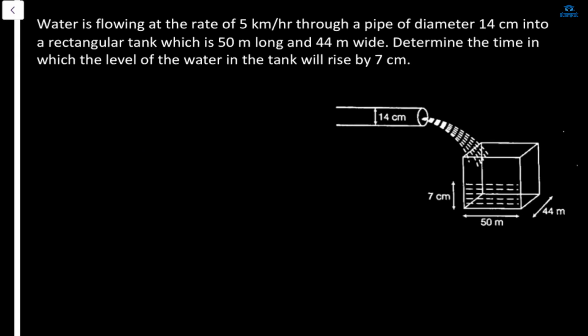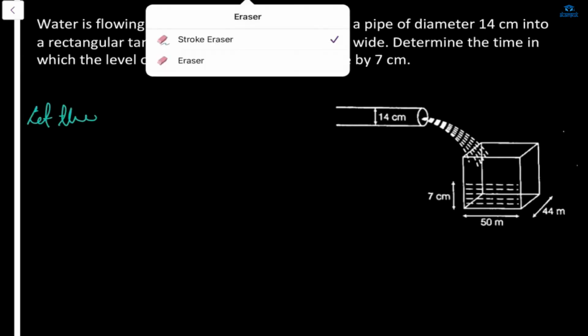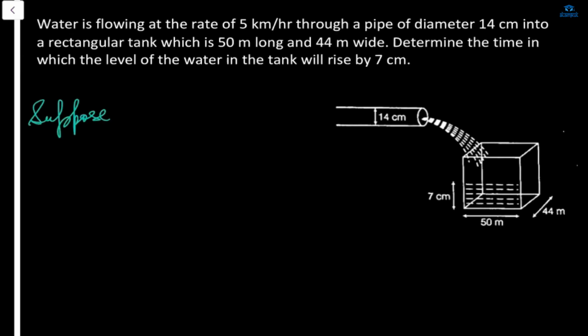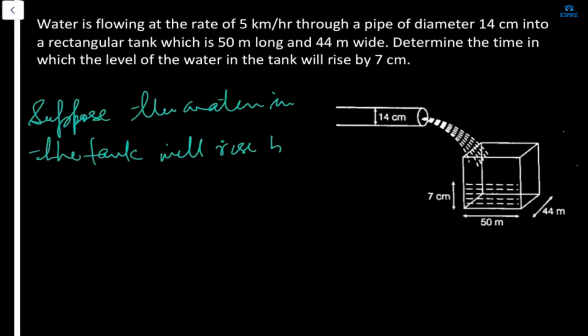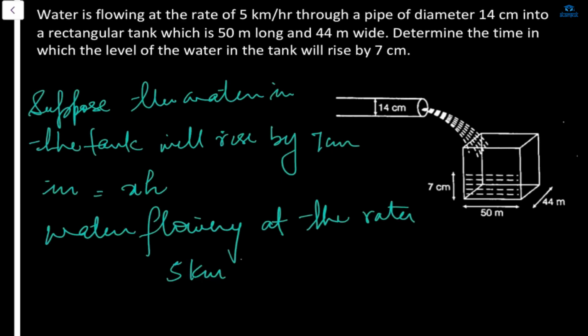So we are assuming that the water will rise in the tank. Let us let the time be... Suppose the water in the tank will rise by 7 centimeter in X hour. Okay, so we are supposing that in X hour, the water of the tank will rise by 7 centimeter. And water is flowing with the rate of what? 5 kilometer per hour. So the length of the water flow is 5 kilometer per hour.